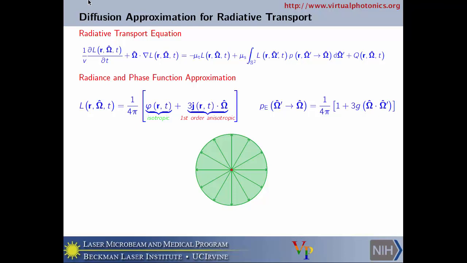The first equation is the approximate form that we assume of the radiance. Basically, it consists of two terms. One is an isotropic term, which is the fluence rate, meaning it doesn't change with direction. And that's what this green circle is. It's meant to depict a sphere where, say, the red dot in the center is the point at which we're considering the fluence, the distribution of light emitting from that point.